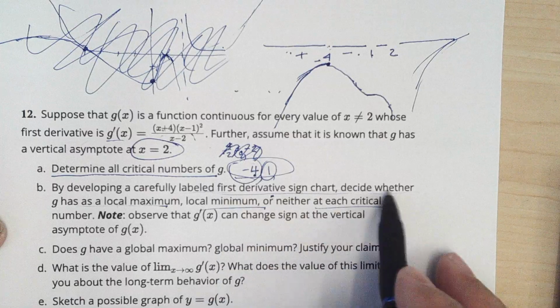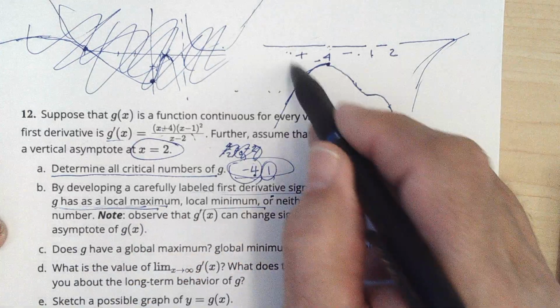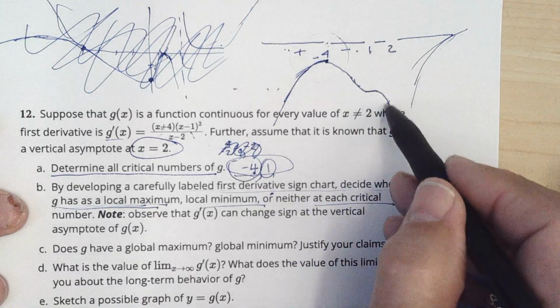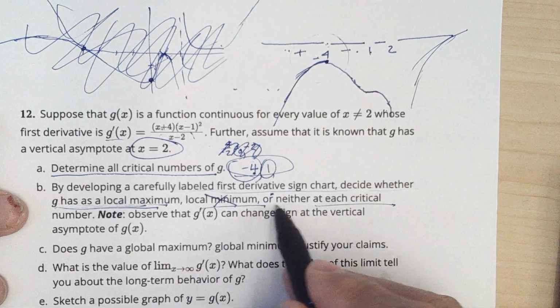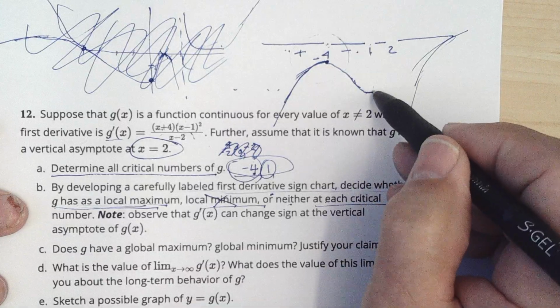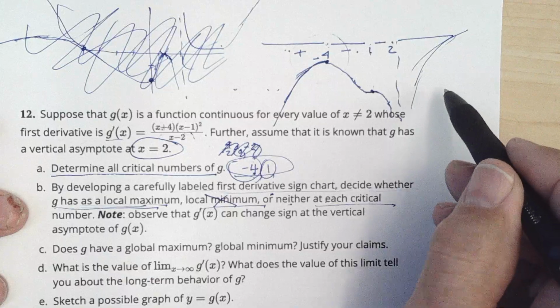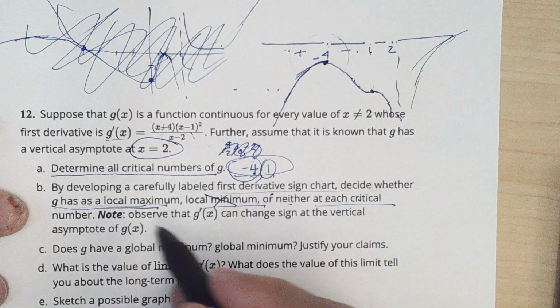So decide whether it has a local maximum. I think there's a local maximum at negative 4. I don't think there's a local minimum, and or neither at each critical. At this critical, it's neither. At this asymptote, it's neither. And at minus 4, it looks like there's a max.